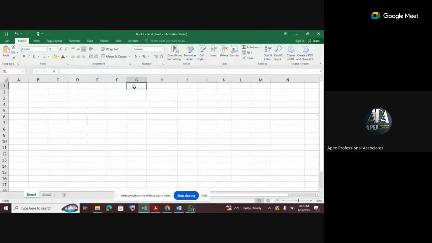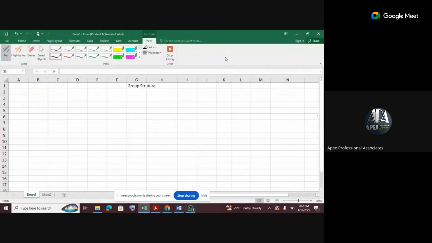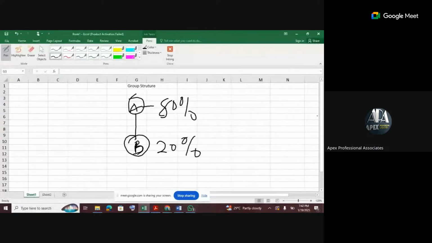So when we talk about the group structure, we are looking at how the subsidiary is divided. What's the division? In this case here, we're talking about company A. So we have company A, we have company B. So this is 80%, and this is 20%. Very important that we should have it. So this is a group structure.